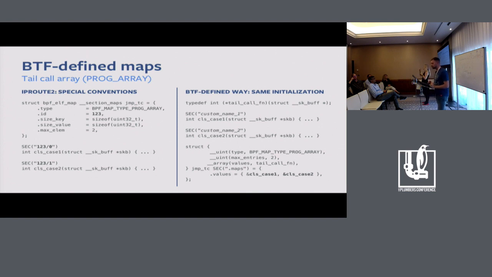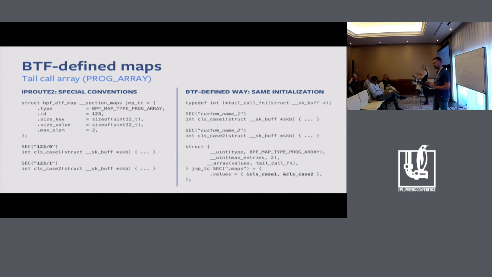The other complicated case is proc array, where you want to fill in separate programs into a slot of the proc array and then do a tail call. Right now, IPRoute2 also allows it by having a convention where you have an ID and then the section name is ID slash the slot and stuff like that. And we can do similar stuff as with map in map, where we just use essentially a pointer to a function, which feels pretty natural. And you also say that the values is an array of function prototypes, and you just fill in the pointers. And with the newer C syntax for array initialization, you can even do holes. You can say 0 equals that, and then 10 equals that, and not specify the 2 through 9.